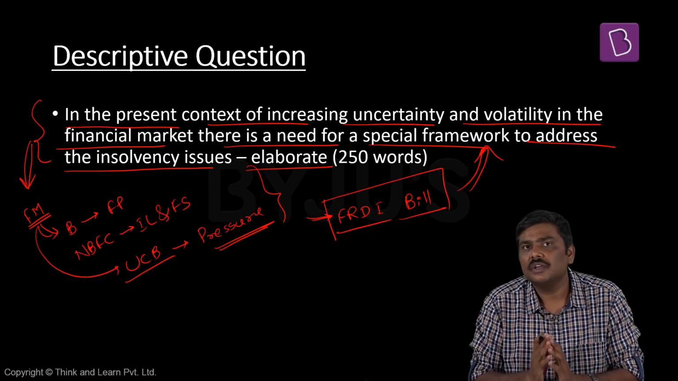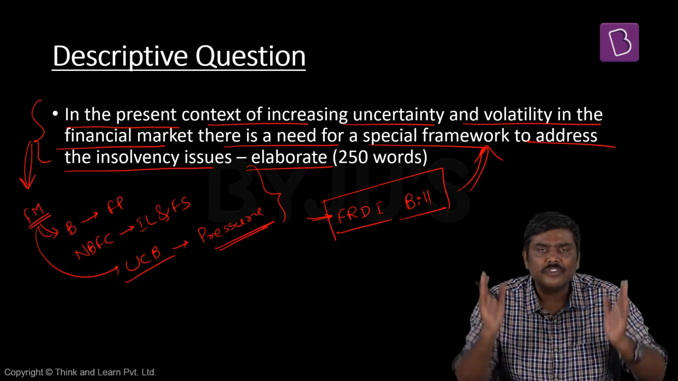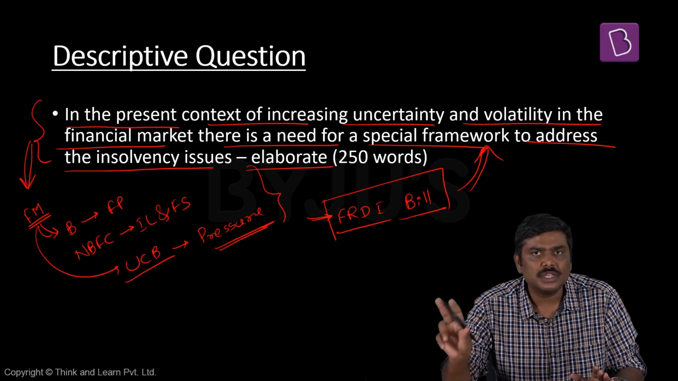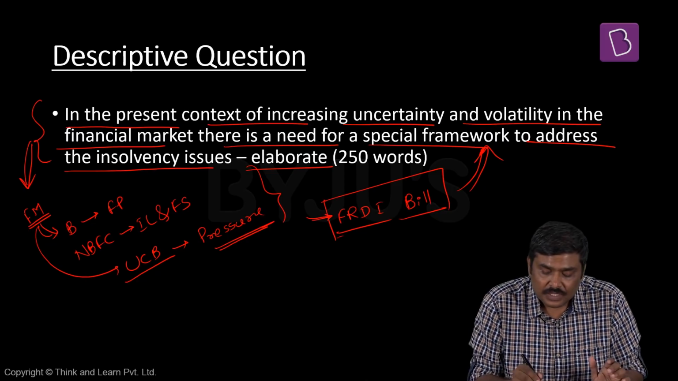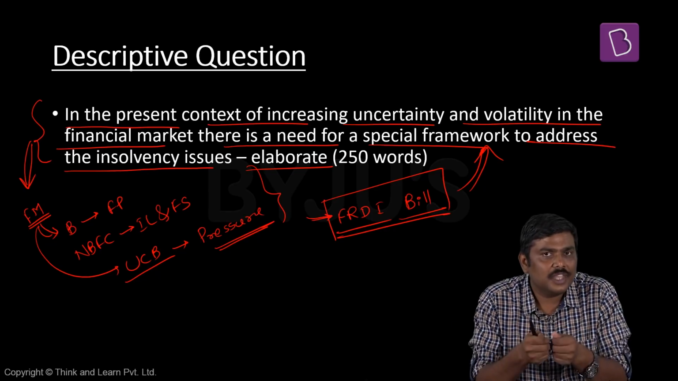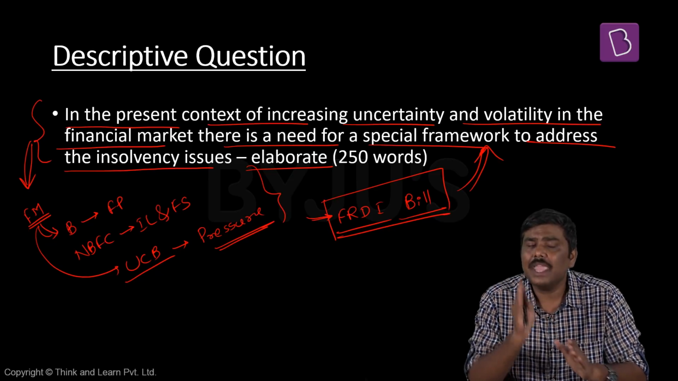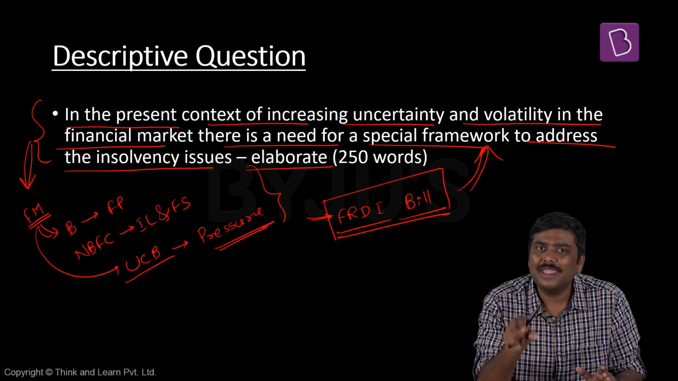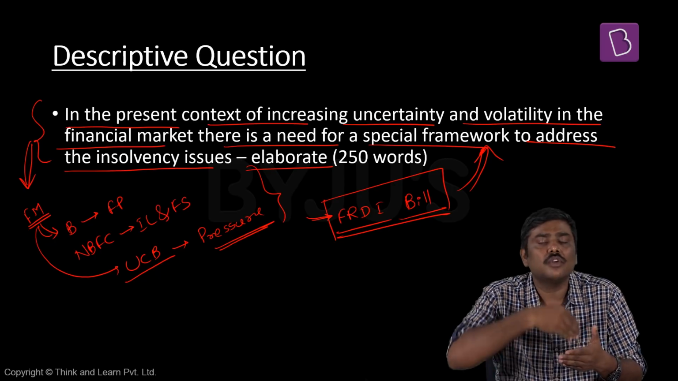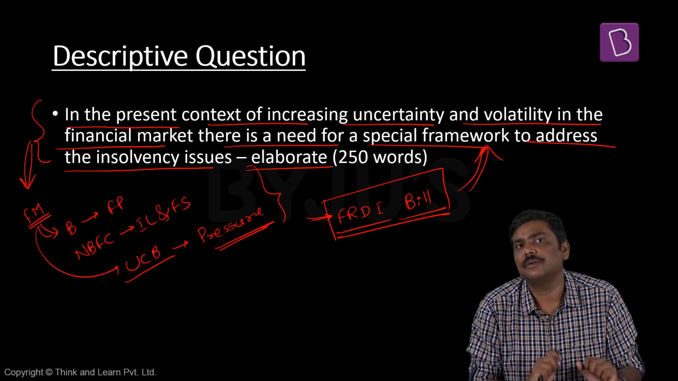As already mentioned, for corporate borrowers as well as retail borrowers, we have a consolidated framework for the insolvency resolution process under the Insolvency and Bankruptcy Code. But for financial institutions, right now we do not have a consolidated framework. Now, don't you think in this situation of uncertainty and volatility, we must bring in a law which will consolidate the insolvency resolution for all the financial institutions? That is the crux of the question given here.